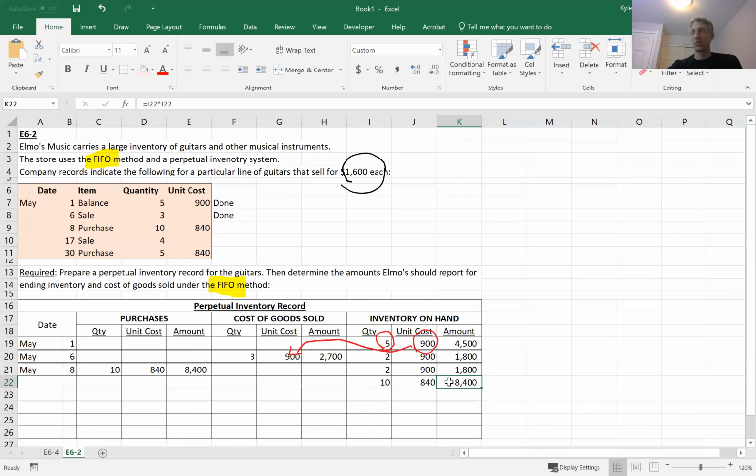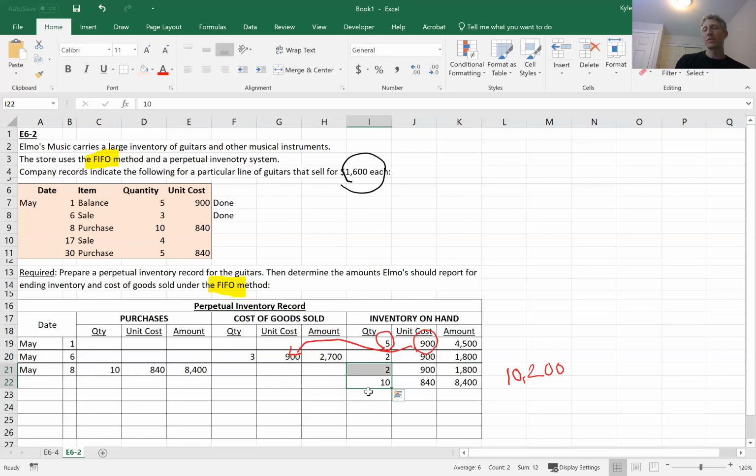So as of May 8th, I have the original 2 for a total amount of $1,800. And then I added 10 for a total amount of $8,400. So my balance sheet value as of May 8th is going to be these two added together. It's going to be $10,200. Sorry, I know that's a little bit messy. Bear with me as I adapt to teaching online. And we have a total of 12 units.